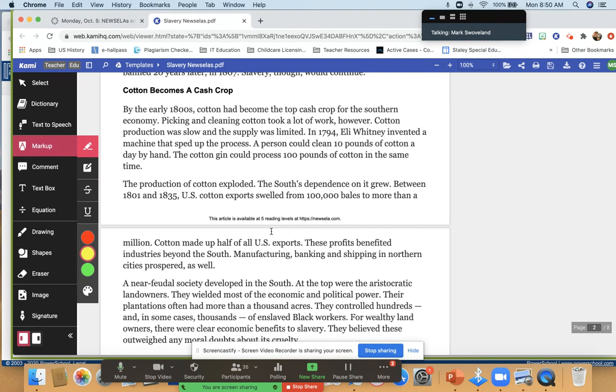A person could clean 10 pounds of cotton a day by hand. The cotton gin could produce 100 pounds of cotton in the same time. Okay, so let's go ahead and highlight this part.